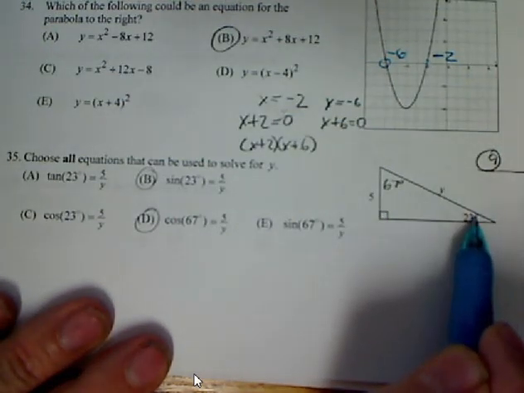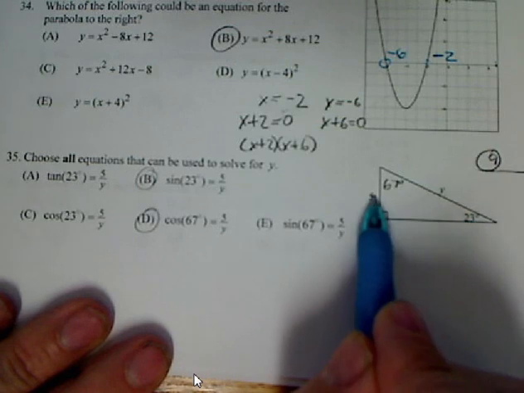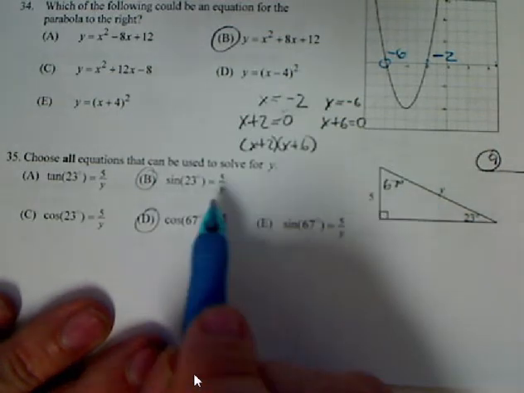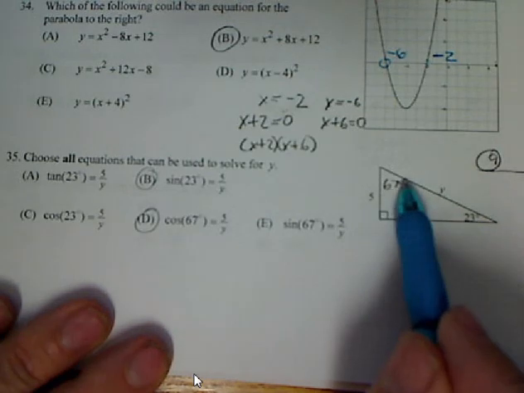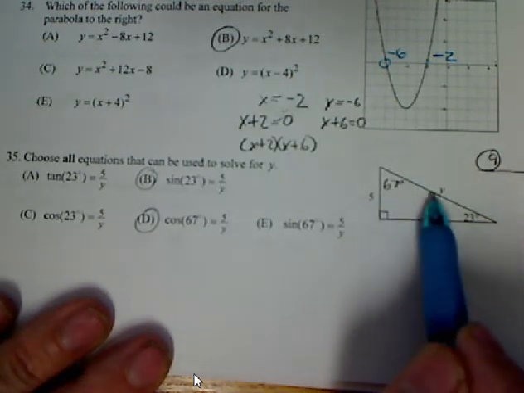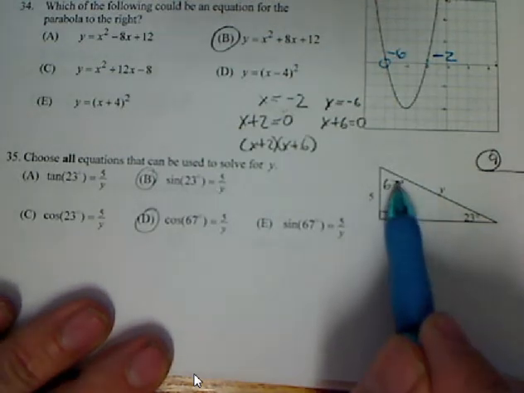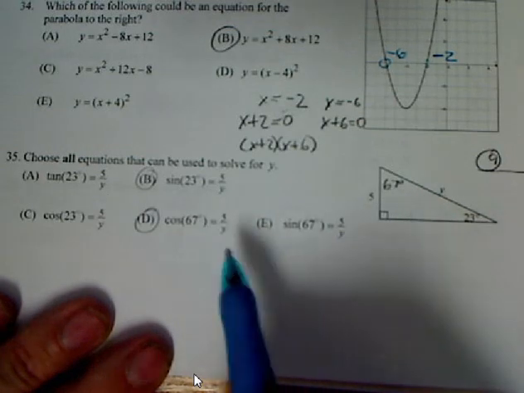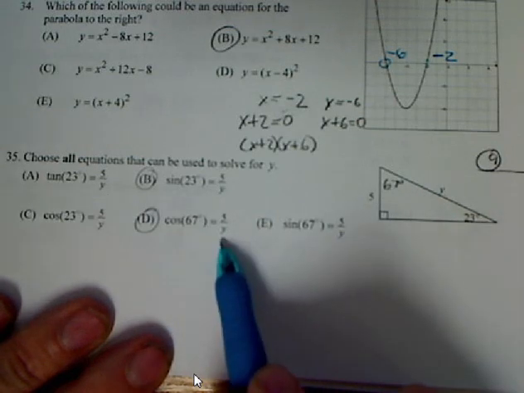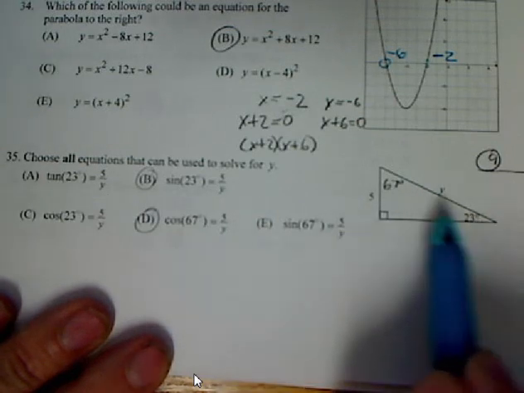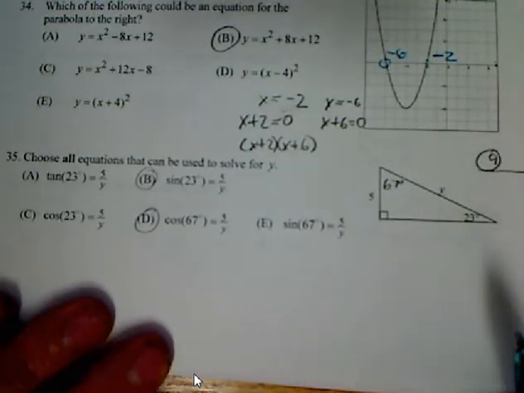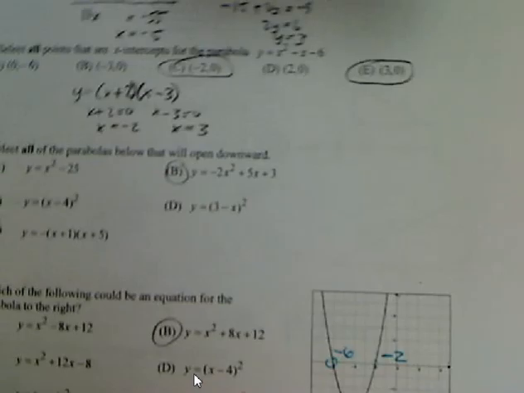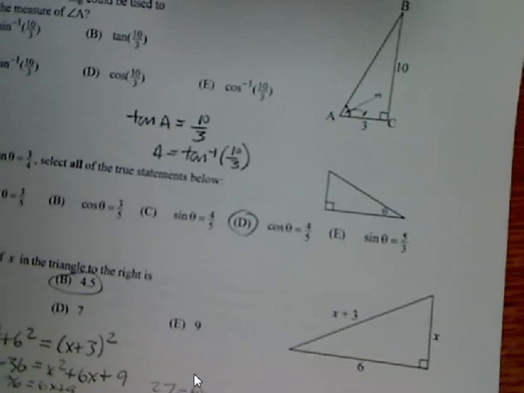Well, right here we have opposite and hypotenuse. So if I did sine of 23 is equal to 5 over y, that's one of them. This side, if I look at the 67, the 5 is adjacent and y is the hypotenuse. So it's cosine of 67 equals 5 over y. That would be my other equation. Tangent, I would need to have opposite and adjacent on this side, or opposite and adjacent on that side.